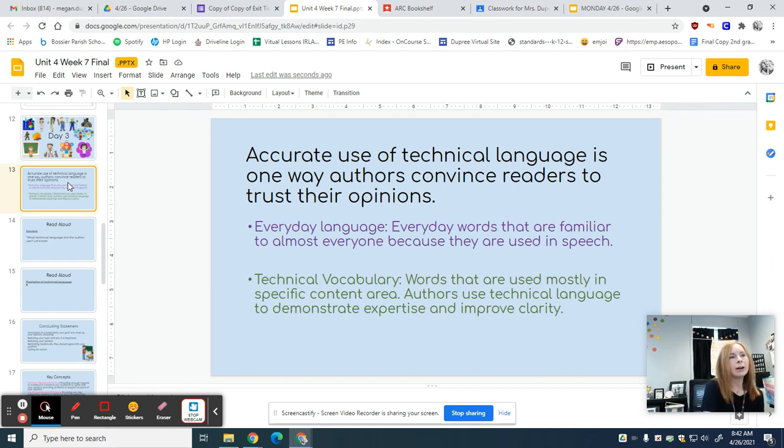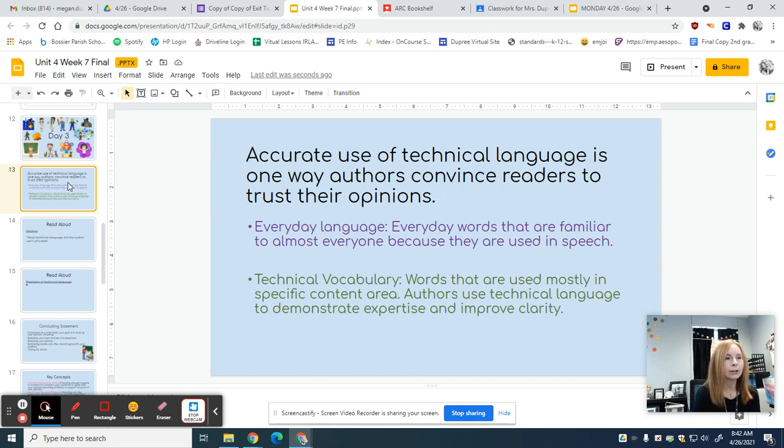So let's think about everyday language, everyday words that are familiar to almost everyone because they are used in speech regularly, okay? And anybody can use them, right? I might talk about lunch. You're also going to talk about lunch. Doctors are going to need to use the word lunch, right? Because that's something that we all kind of have in common. It's not specific to just one person.